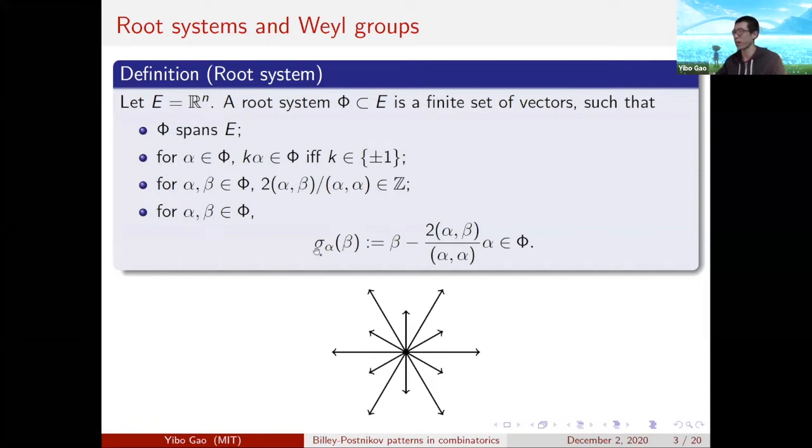And finally, we have this sigma alpha. So alpha is some vector, and there's a hyperplane perpendicular to alpha. So this sigma alpha is the reflection across this hyperplane. So the last condition just says that if I reflect any roots across some other roots, then I still get the roots. So it lies in phi. Basically, there are just a bunch of vectors that are really symmetric.